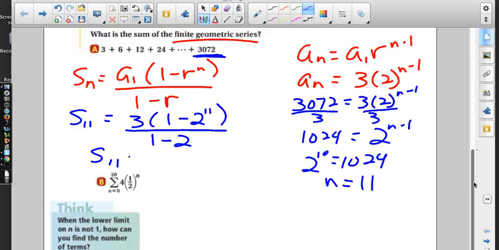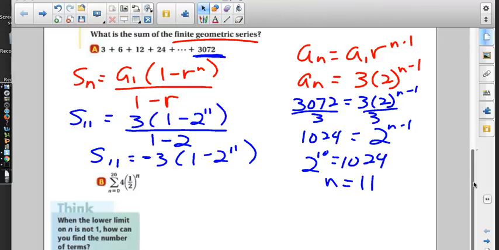I would punch this in instead. A lot easier than punching that mammoth business in there. Because you would need parentheses here, and the parentheses that they already have. If you love parentheses, hey, more power to you. Go ahead and punch it in that way. But I'm going to simplify a little bit and do negative 3 parentheses 1 minus 2 to the 11th power.